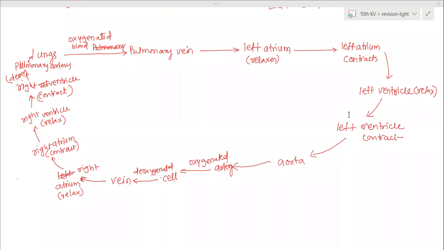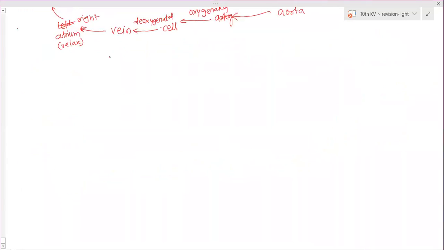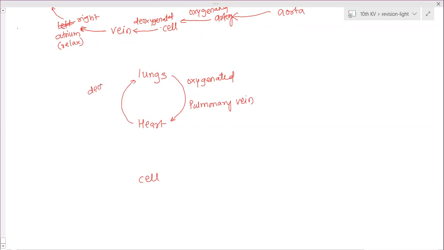So this circulation is systemic circulation. So pulmonary circulation and systemic circulation, that means whatever movement takes place with the help of pulmonary arteries. Double circulation, when it is explained: lungs, heart, and cell. So lungs to heart, the oxygenated blood enters through the pulmonary vein. And heart to lungs, deoxygenated blood moves with the help of the pulmonary artery.